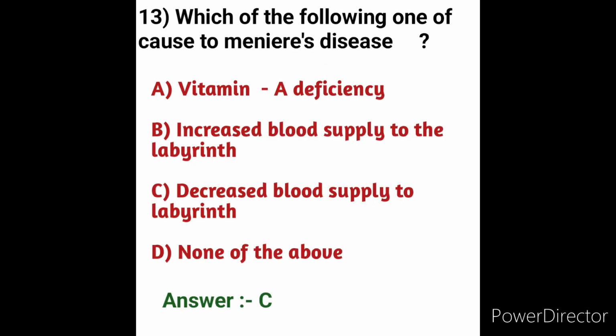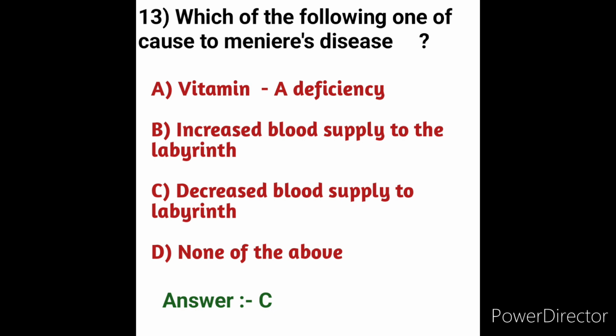Which of the following is one of the causes of Meniere's disease? From the following options, which is one of the causes of Meniere's disease? We will see the options here. Option A, vitamin A deficiency. Option B, increased blood supply to the labyrinth. Option C, decreased blood supply to the labyrinth. And option D, none of the above. Here, decreased blood supply to the labyrinth is the correct answer.